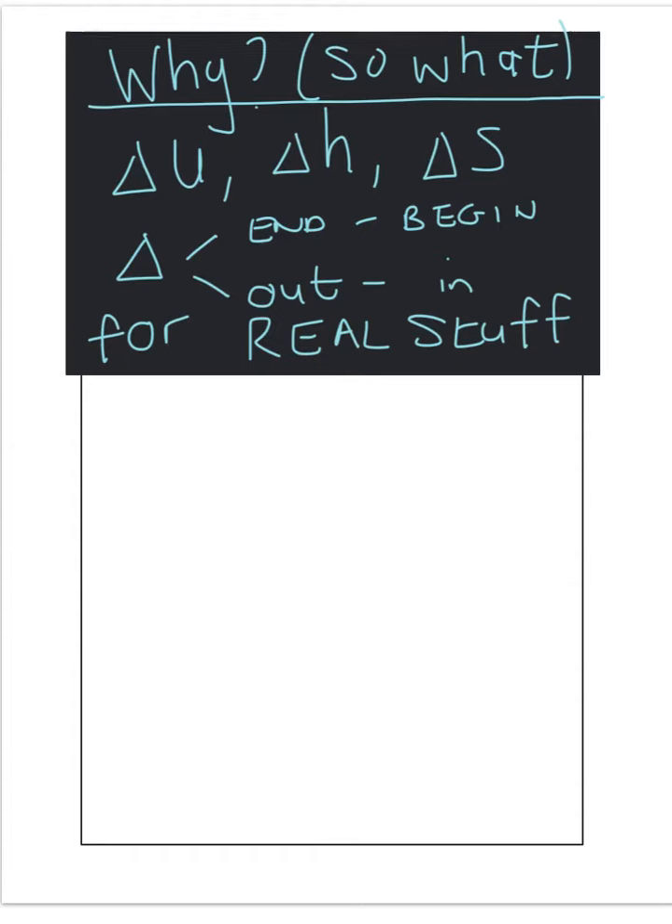So where are we going with this? Our aim is to derive relationships or equations that we can use to calculate delta U, delta H, and delta S for real stuff. And this delta can refer to an end minus a beginning, an out minus an in. It's just a change in state variables.